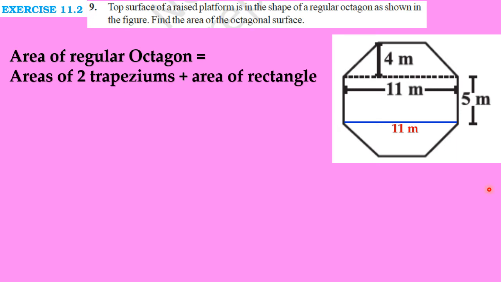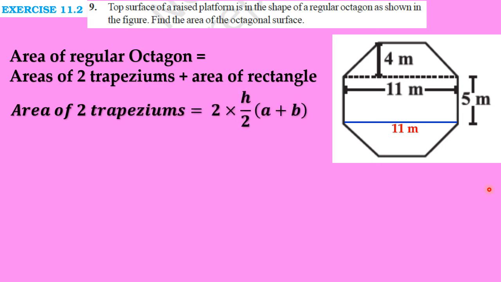So one trapezium you can find. So area of two trapezium is 2 into area of one trapezium. So height is 4 and the parallel sides are, what are the parallel sides? So it is 11 plus 5. How this 5 came? The one side is 5. All the sides regular, no? So all the sides will be 5. So this also 5. So 11 plus 5.